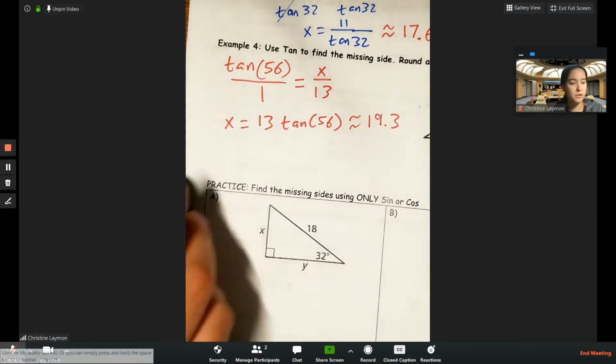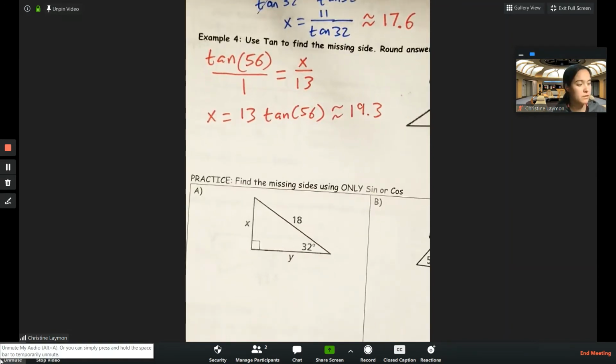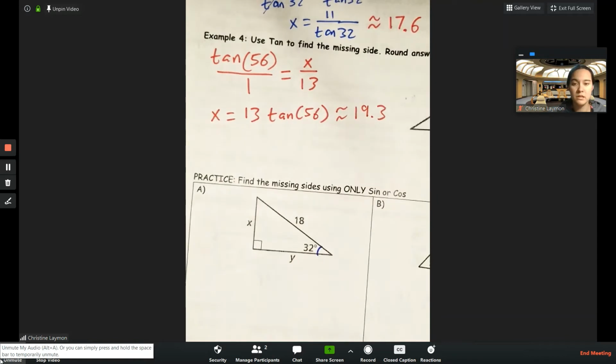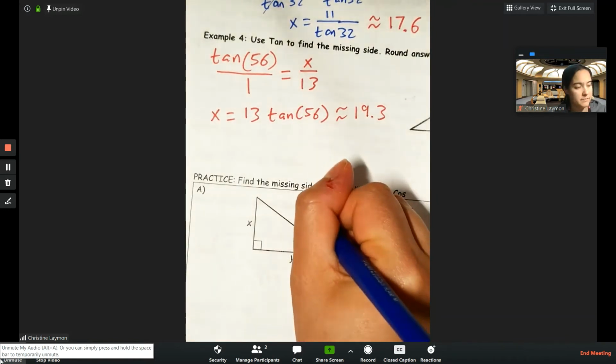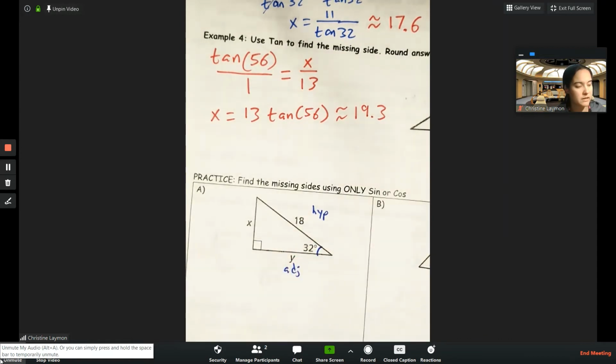I'm going to start by going through practice A. For this set, they want us to use sine and cosine. They have given us the location of the 32 degrees. So we are starting here. Your hypotenuse is the 18. Y is your adjacent, x is your opposite.